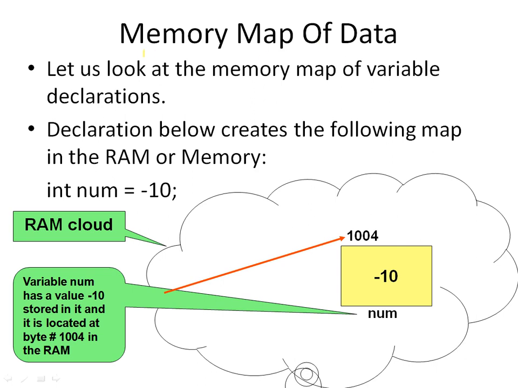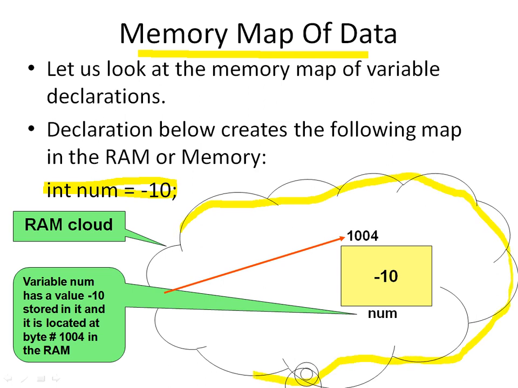Well, first let's look at the memory map of the data. I'm making this declaration here, int num equal to -10. Think of this cloud here as representing the RAM inside the computer. As soon as this declaration is made, the following things happen. Inside the RAM, a box is created. It's given an address, it's given a name, and since the value stored there is -10, a value of -10 is stored inside. Okay?